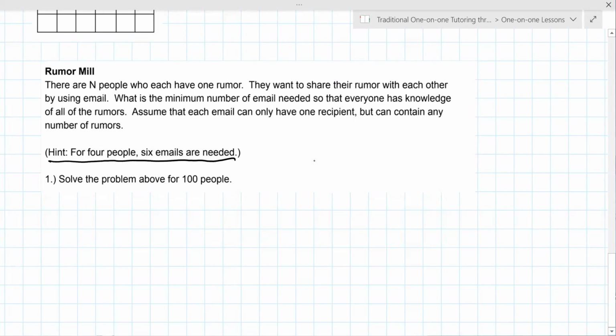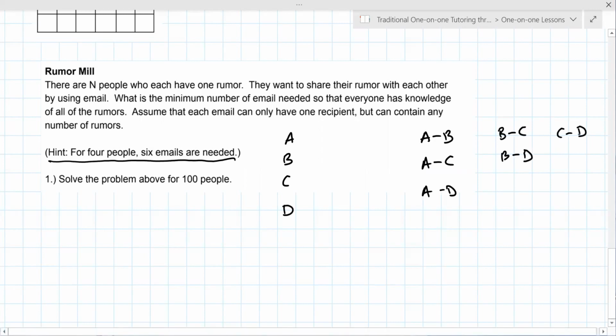So it's like this. Let's actually label the four people. So A could send to B, A could send to C, and A could send to D. And then B could send to C, and B could send to D. And then C could send to D. Now you might think, well, what about B to A? Well, that's already included in here. And then C to A and D to A and so on. So that's why there's only 6 needed.